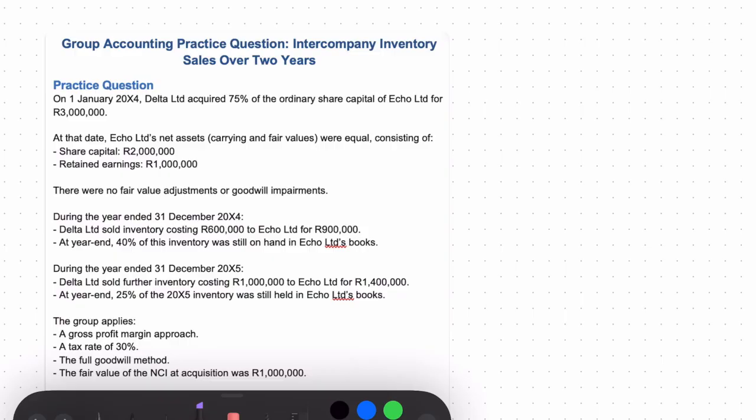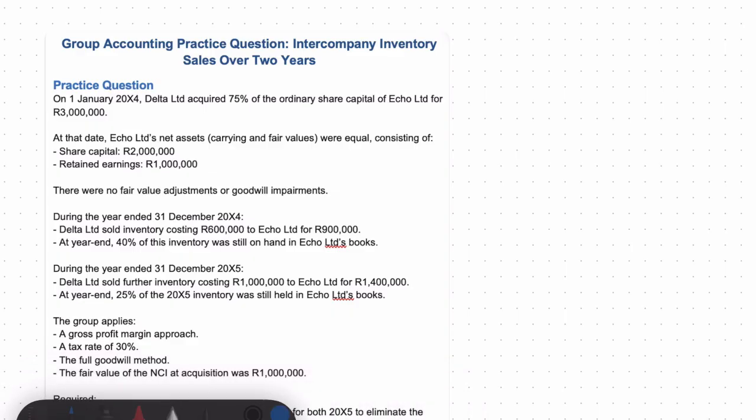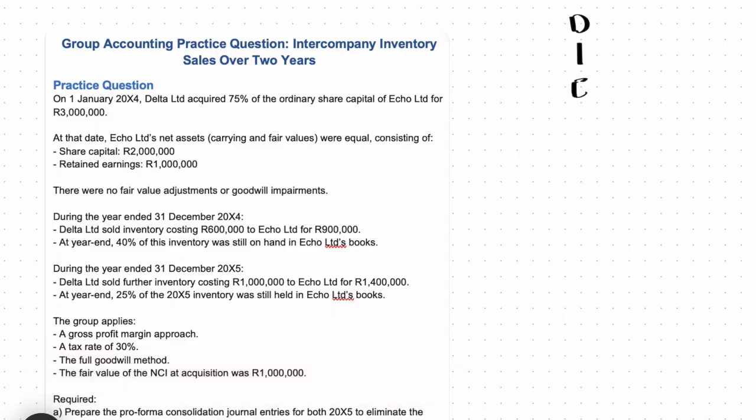Okay, so in this question, it says at the 1st of Jan X4, Delta acquires 75% of Echo. So we have Delta and they own 75% of Echo. That is a subsidiary company. Okay, and then we are given the at acquisition fair value amounts, the at acquisition value of the net assets. And then we are told there are no fair value adjustments or goodwill impairments.